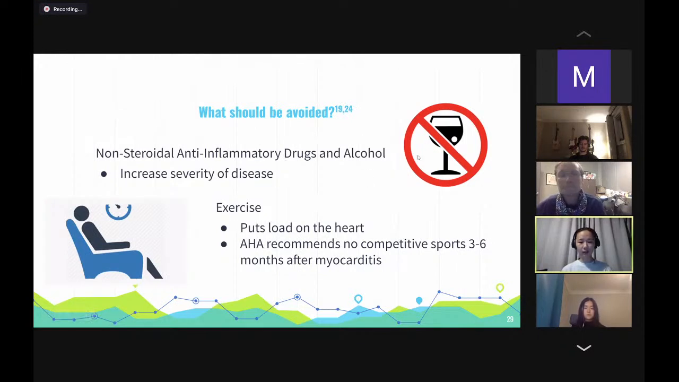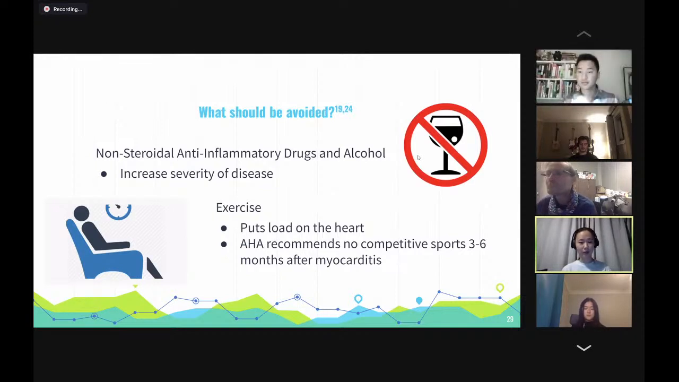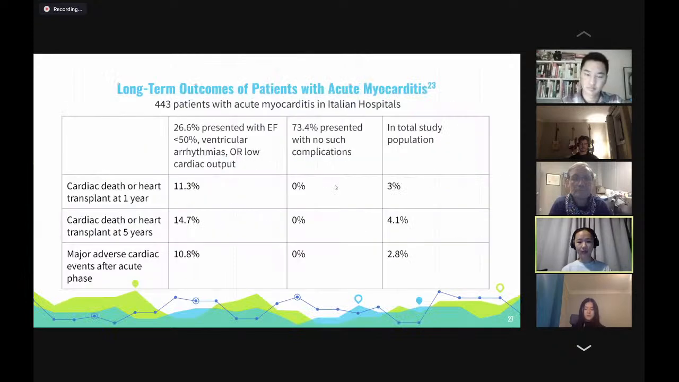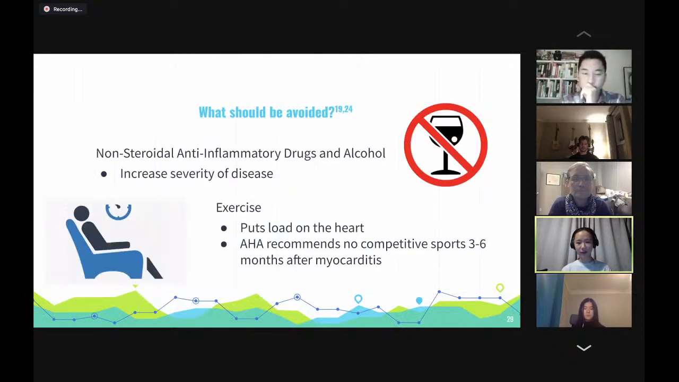So now that we know what physicians might do after you get your diagnosis of myocarditis, we can take a look at what patients themselves with myocarditis should be doing to manage their disease. They should avoid non-steroidal anti-inflammatory drugs and also alcohol. Examples of non-steroidal anti-inflammatory drugs include ibuprofen and naproxen, and that's because these drugs, along with alcohol, increase the severity of the disease.